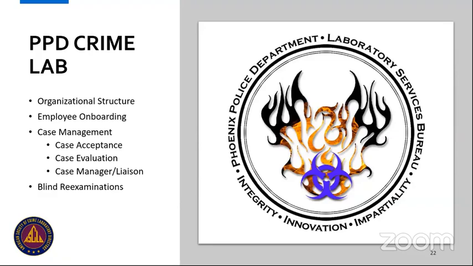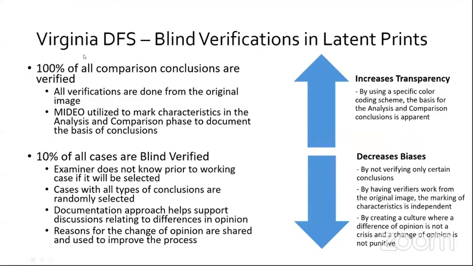So that's one way that we've incorporated it into our system to help support minimizing and mitigating the impact of bias, but ultimately supporting a high quality work product. The Virginia Department of Forensic Sciences, again, an independent institution, performs blind verifications in latent prints. This increases transparency and decreases biases. 100% of all their comparison conclusions are verified, so not just identifications, but also exclusions.